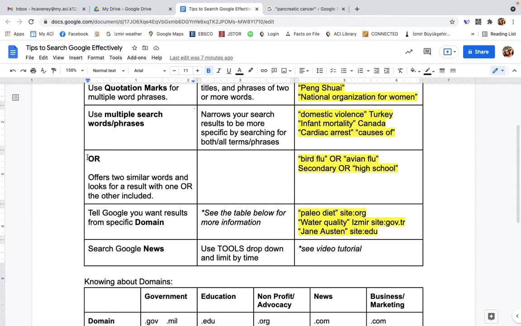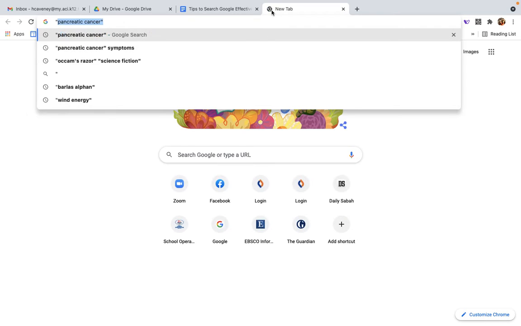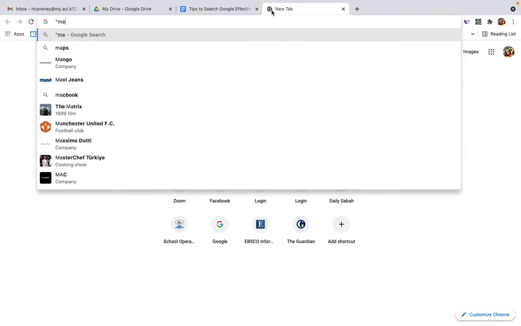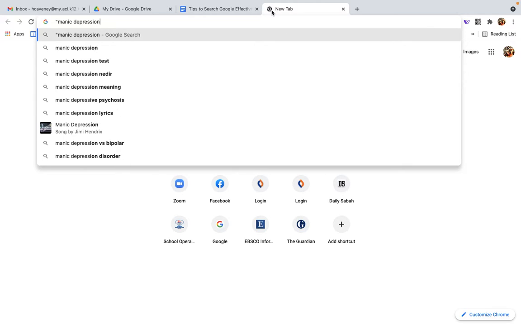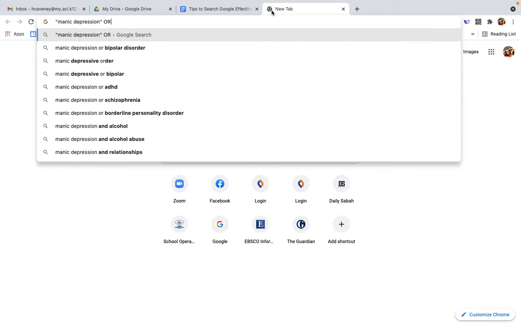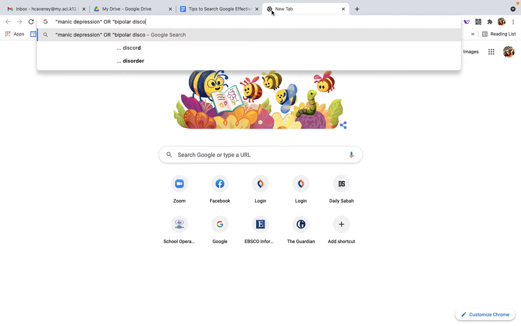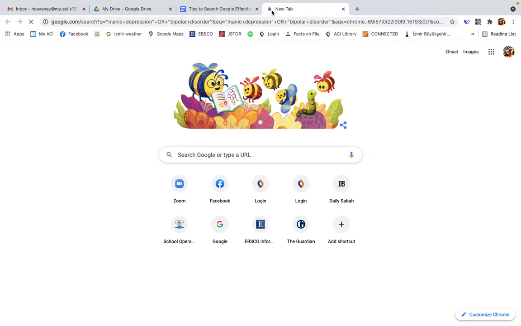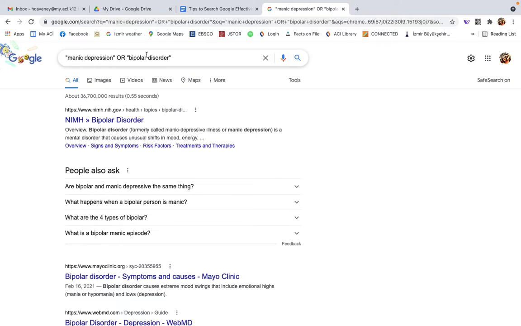The next thing I'm just going to briefly show you is sometimes maybe you're not sure which term. And so you can use capital O-R, or. So for example, I'm going to do a search on manic depression. I actually have 2 family members who suffer from manic depression, but I also have heard it called bipolar disorder. So sometimes maybe you're not sure, you want to include all your results that have either phrase. And so here we go. This is searching for any results that have manic depression or bipolar disorder. And so I have 36.7 million.